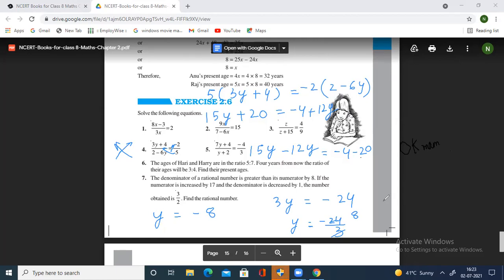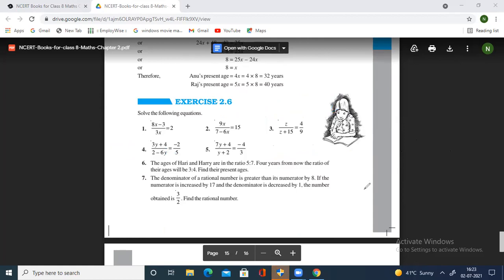Okay, Mahika. So let's move to the next of your doubt. That is 7th. Okay. So the denominator of a rational number is greater than its numerator by 8. So we will say let the numerator be x, then the denominator, what is the denominator? 8 greater.